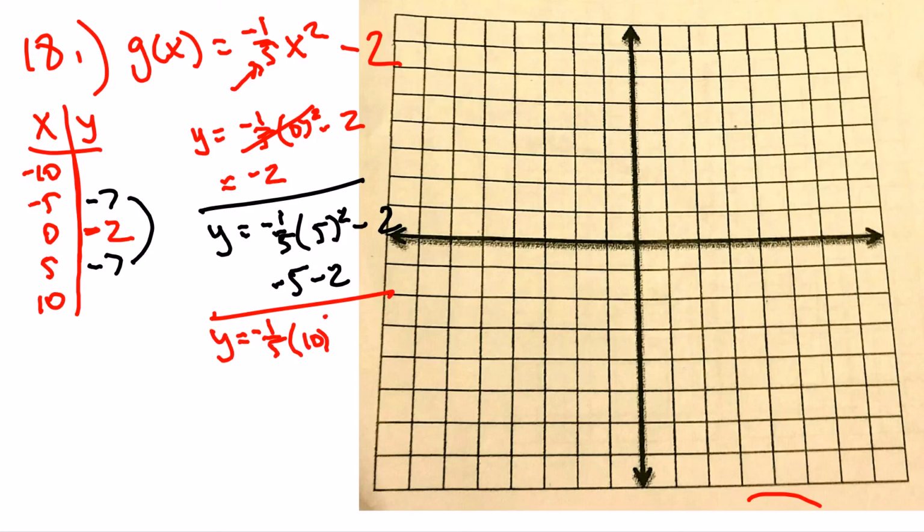So now, I'm going to plug in positive 10, negative 1/5. Instead of x, I put 10. It's squared minus 2. 10 squared is 100 times negative 1/5 is negative 20 minus 2. I got negative 22. So that's going to rainbow over negative 22.